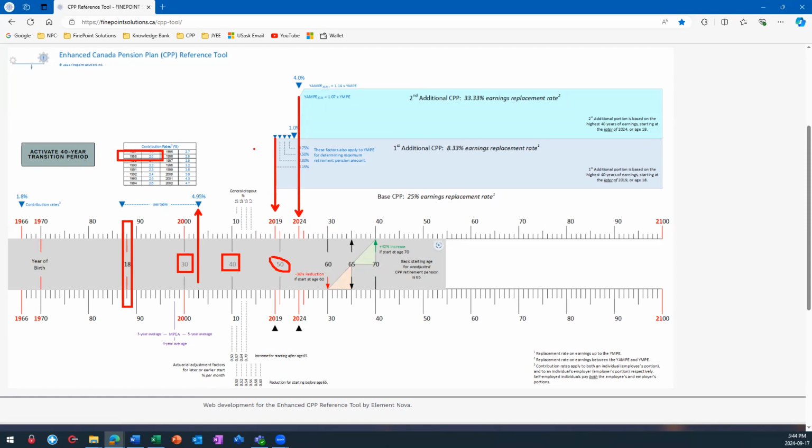The earliest someone born in 1970 can start CPP is 2030 when they turn age 60. If they start CPP at age 60, their basic CPP retirement pension will be reduced by 36% because of the age adjustment factors. This person can receive an unadjusted retirement pension in 2035 when they turn age 65.